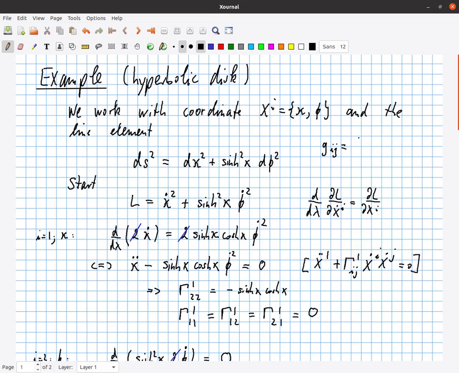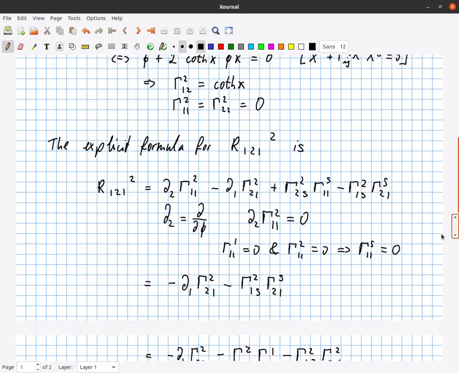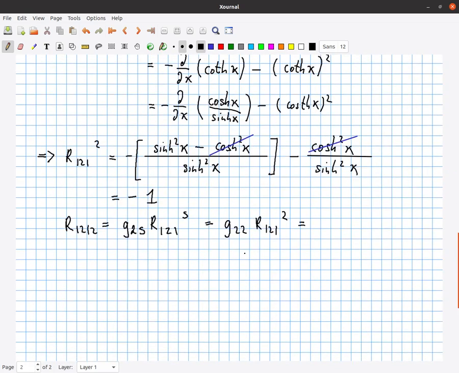Gij is 1, 0, 0, sinh squared kappa, which means G22 is sinh squared kappa. Times minus 1. So R1212 with all lower indices is minus sinh squared kappa.